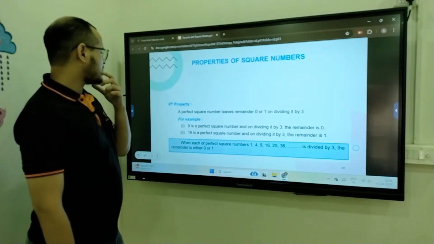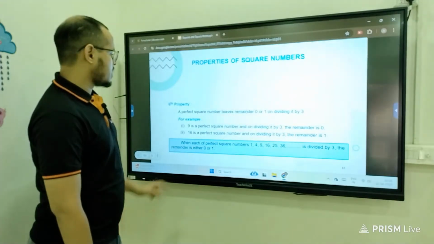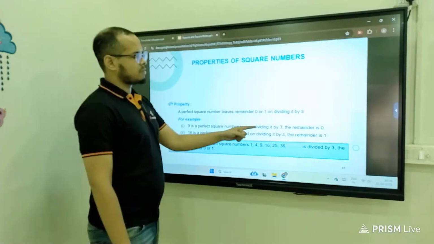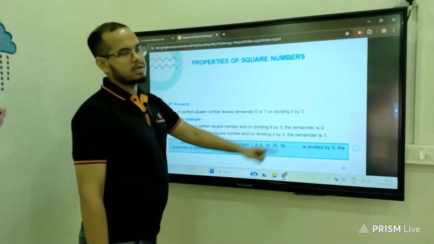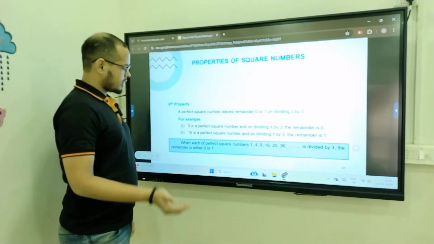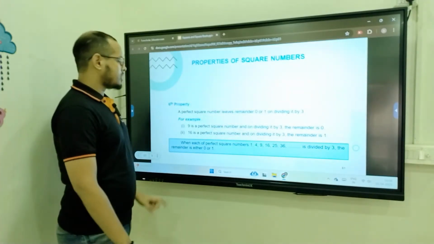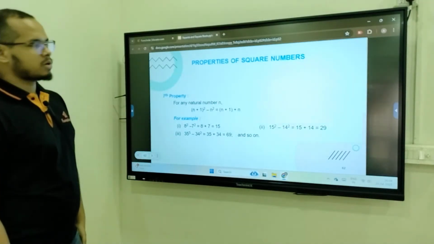So now a perfect square number leaves remainder 0 or 1 on dividing it by 3. Okay, 9 is a perfect square number and dividing it by 3, the remainder is 0. 16 is a perfect square number, dividing it by 3 leaves the remainder 1. So 0 or 1 will be the only remainder when perfect square numbers are divided by 3. Okay, now this is a very important property.